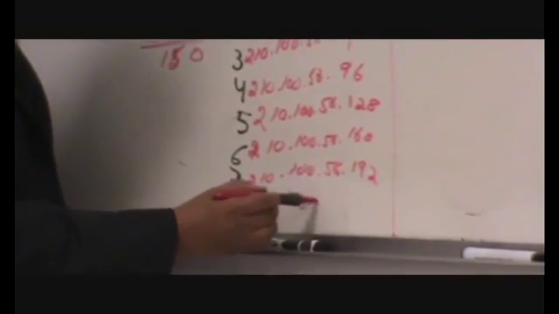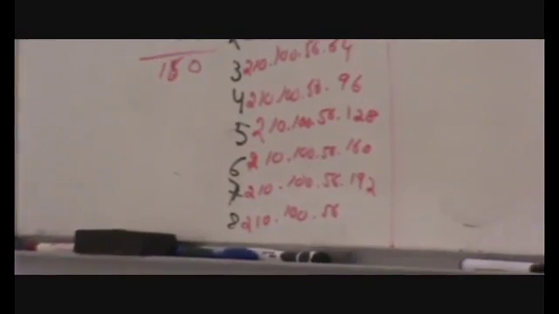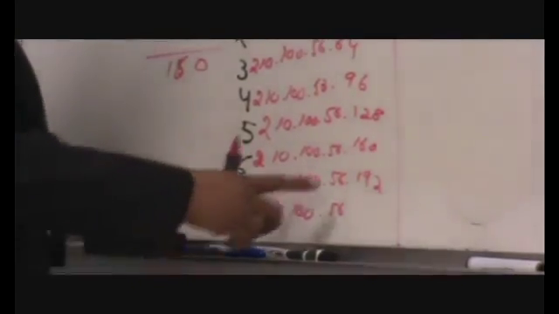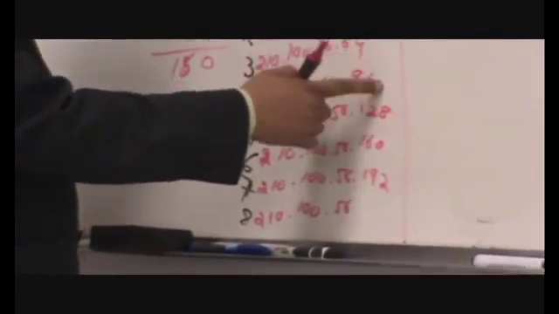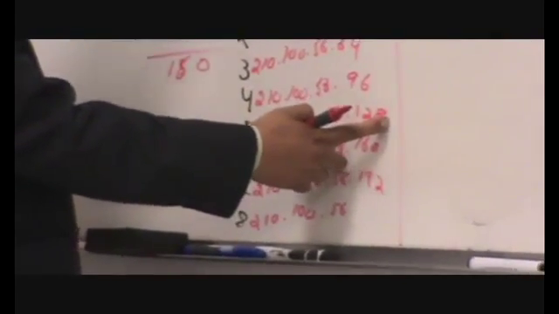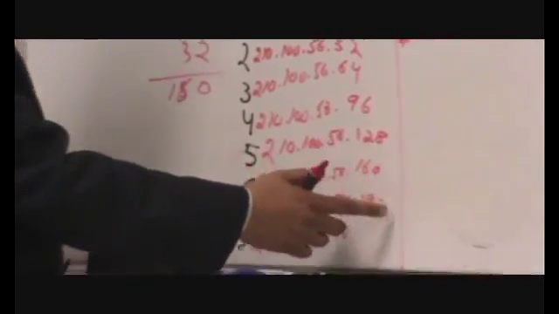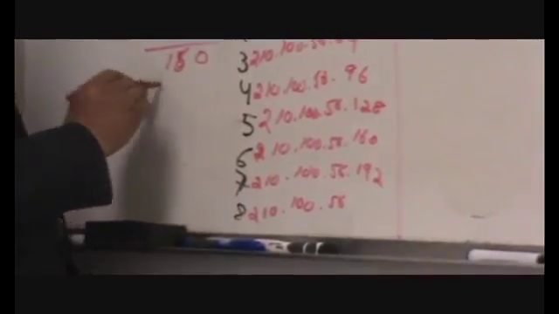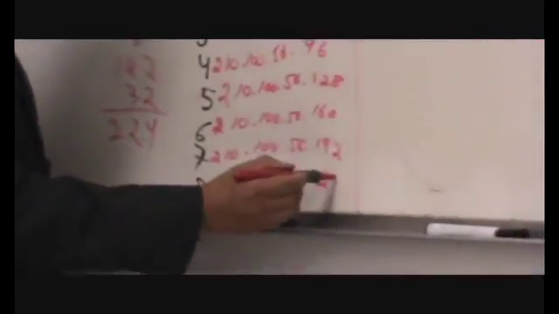That doesn't add up. Let's see: 0, 32, 64, plus 32 is 96. 96 plus 32 is 128. 128 plus 32 is 160. Plus 32 is 192. And then, yeah, that adds up. So 192 plus 32 is 224. That adds up perfectly. All right.